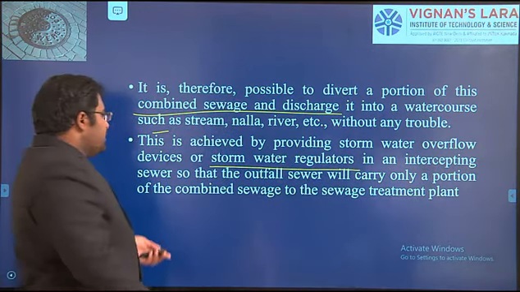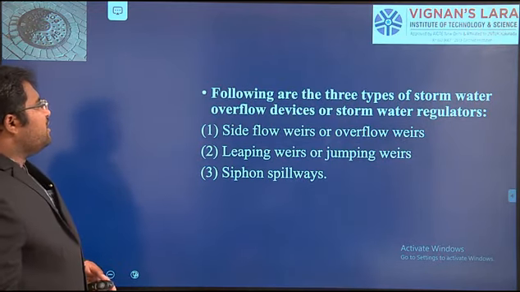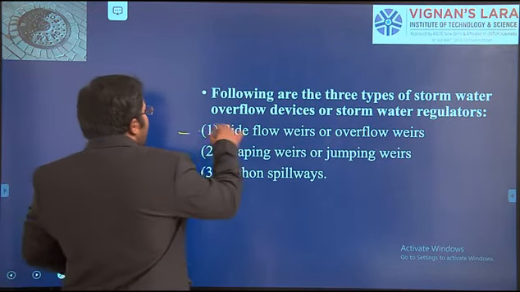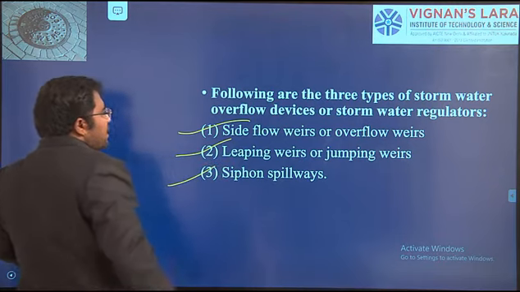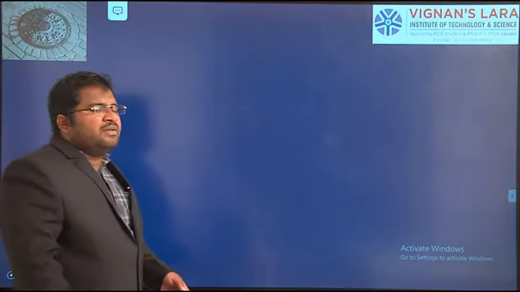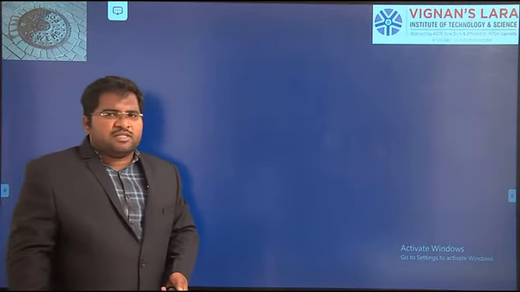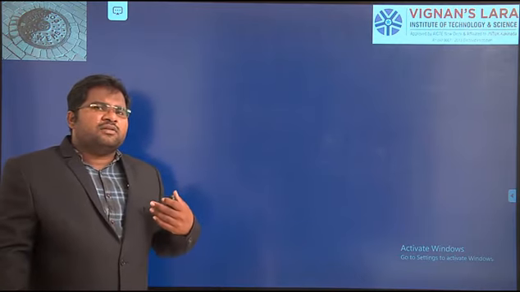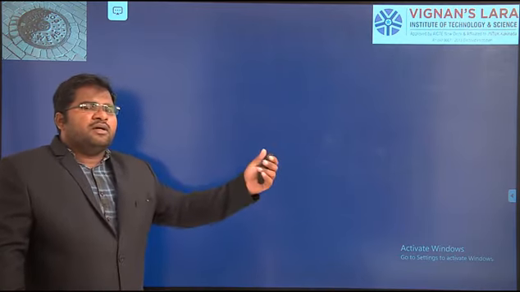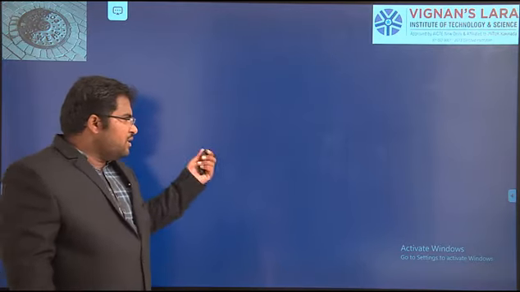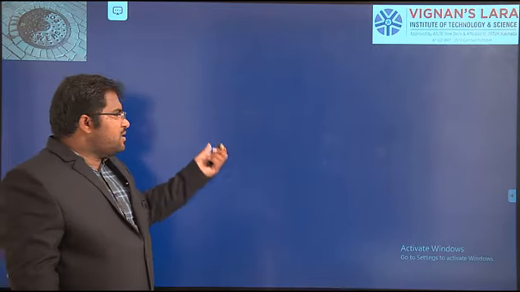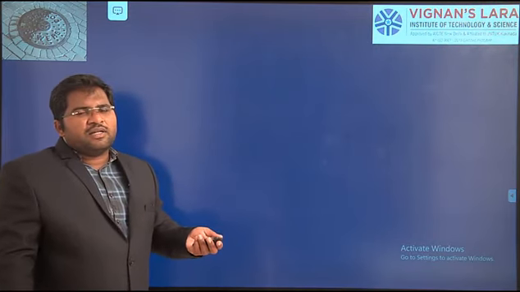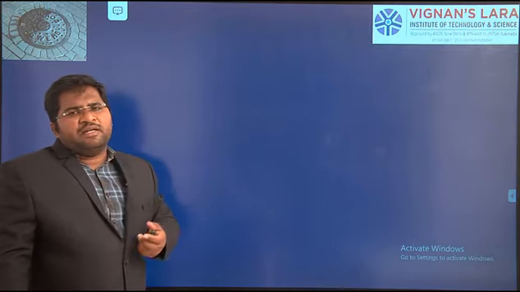In intercepting sewage, the following are the three types of stormwater overflows: side overflow weir, leaping weirs or siphon spillways. So these are the sewer appurtenances used in the sewerage system. Totally we have 10: manhole, drop manhole, lamp hole, then inlets, clean outs. Then in today's class we saw the flushing system. So we have the inverted siphons, we have the stormwater outlets, and like this, iron grease traps. These are the 10 appurtenances.